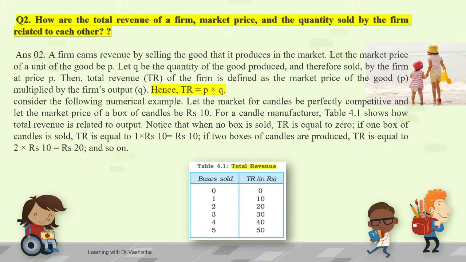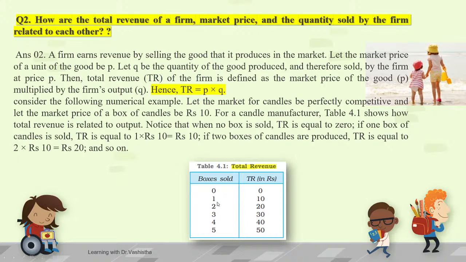Now for a candle manufacturer, here the table shows how total revenue is related to the output. When no boxes are sold, the first entry is 0 units. Here no selling is being done. So you can see the total revenue is also 0, because P becomes 0 and Q also is 0 here. So 0 multiplied by 0 will be equal to 0. So when the boxes sold are 0 units, total revenue is 0.